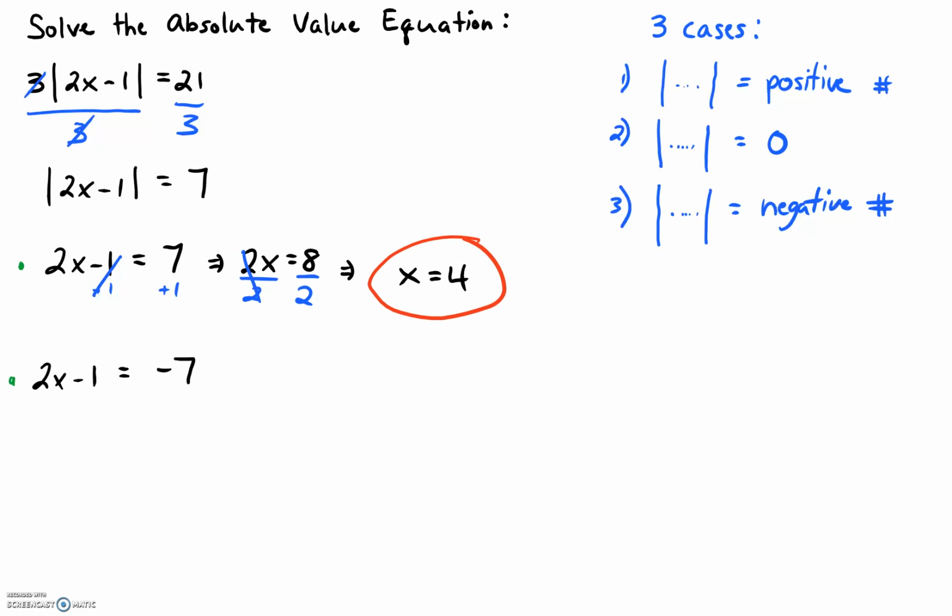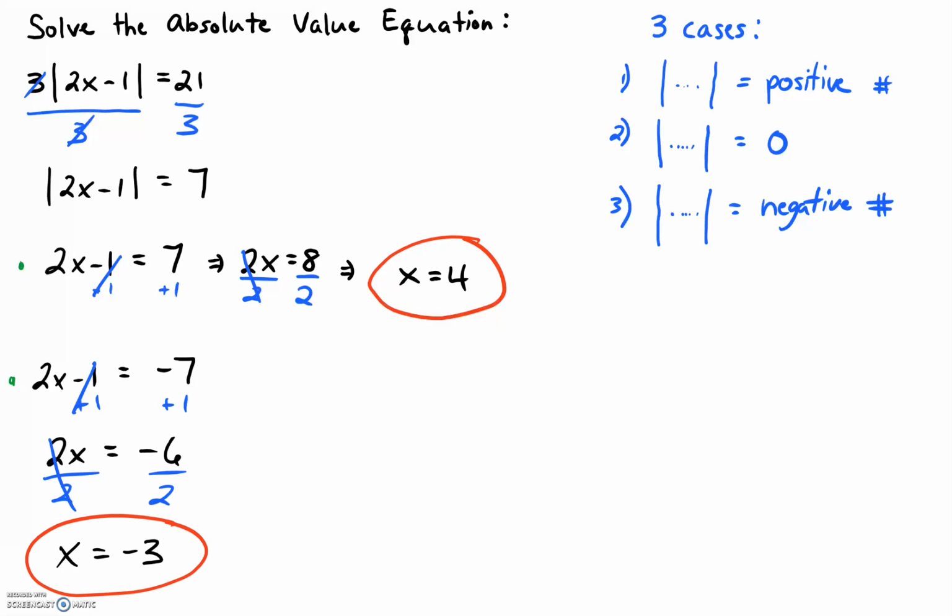So let's do the same thing with our second equation. Let's add 1 to both sides. Adding 1 is going to cancel out the negative 1, and we're left with 2x on the left-hand side. Negative 7 plus 1 gives us negative 6. And again, divide by 2. That's going to leave us with x on the left-hand side, and negative 6 divided by 2 is going to leave us with negative 3 on the right-hand side. So x equals negative 3 is our solution for the negative version of 7.